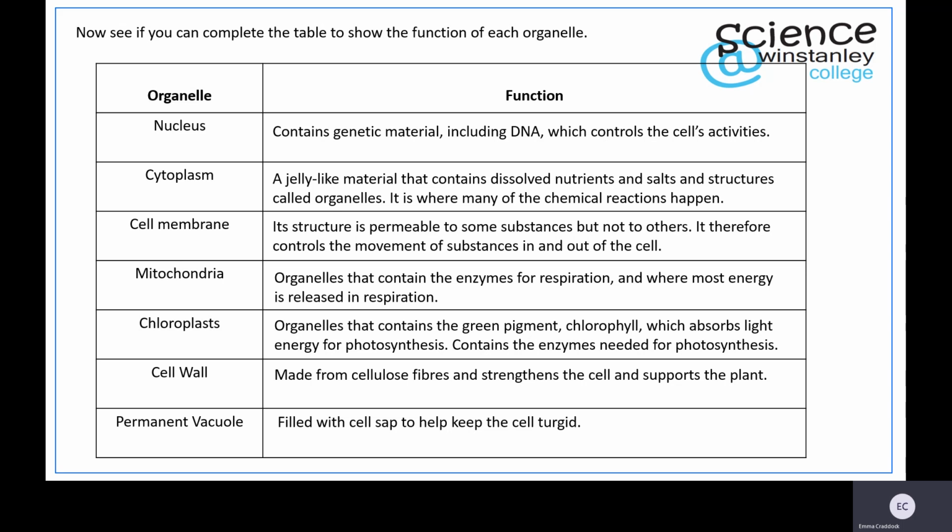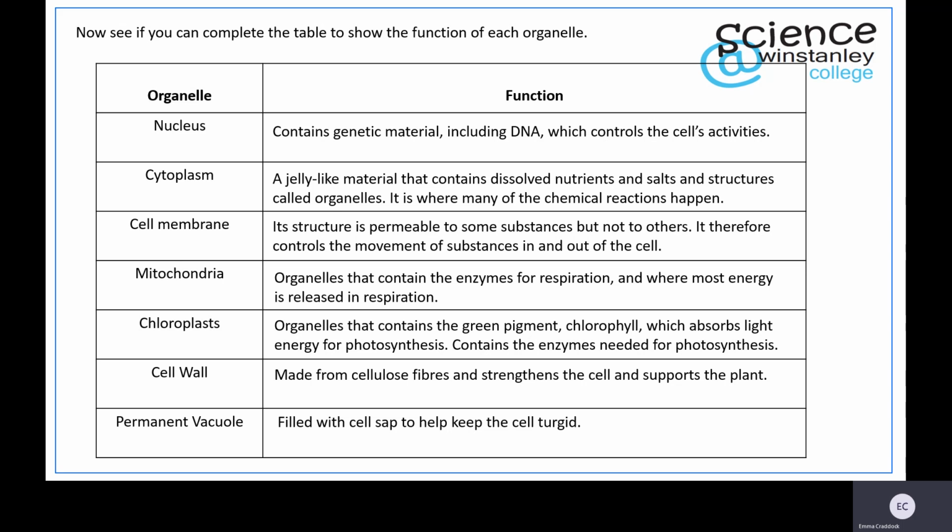The cytoplasm is a jelly-like material. It contains dissolved nutrients, salts, and structures called organelles. So it's where all your organelles are held, and this is where many of your chemical reactions happen. Your cell membrane is a structure permeable to some substances, but not to others. Therefore, it controls the movement of substances in and out of the cell.